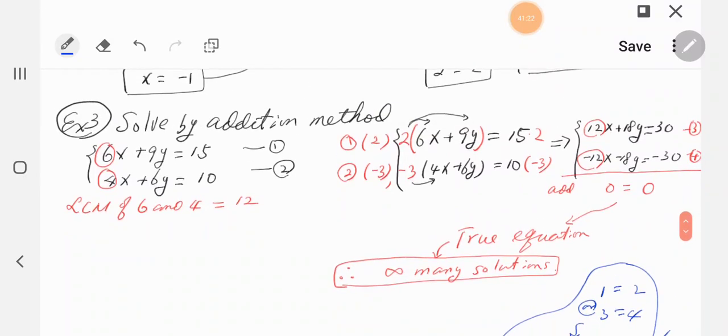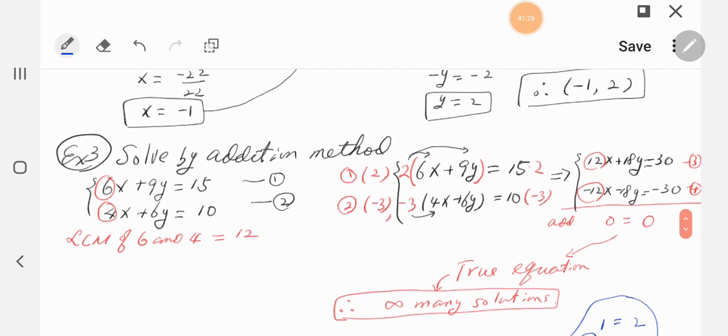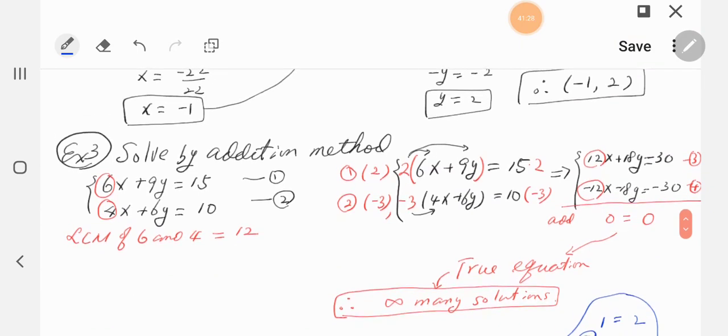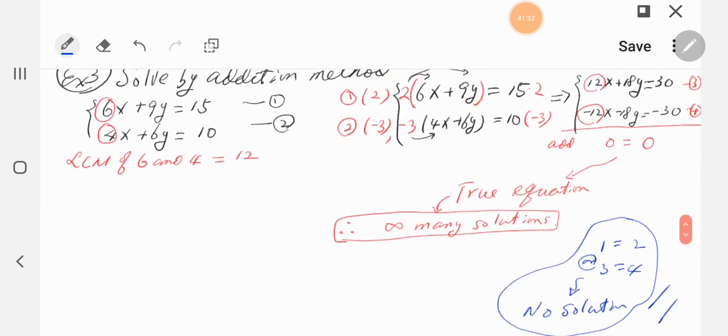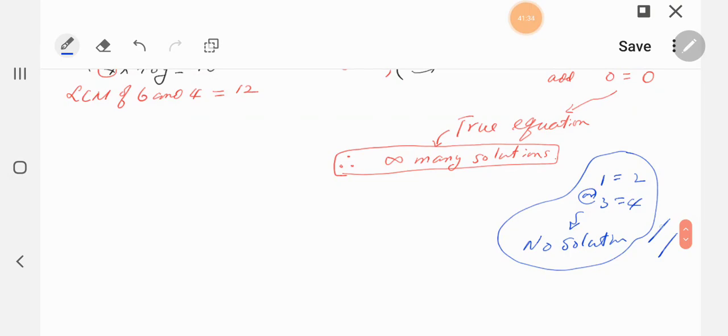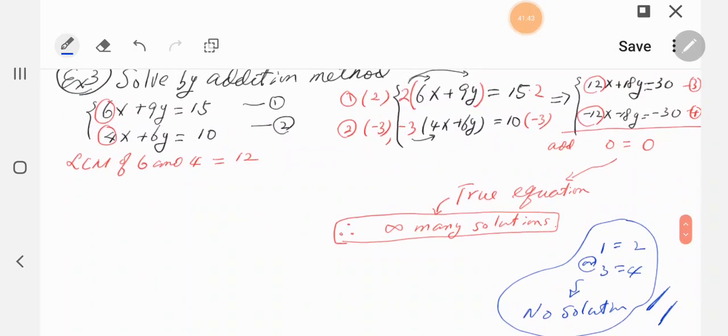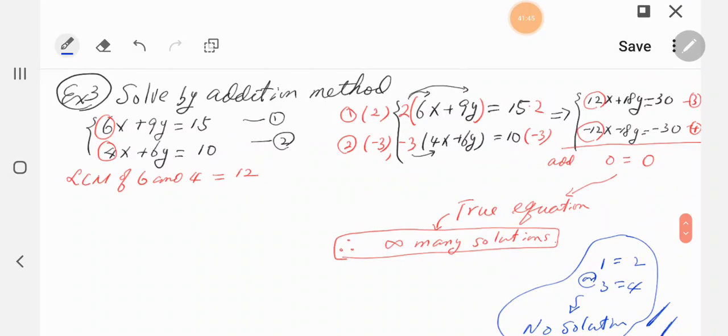When you solve a system of equations, there are three types of solutions. One, it gives us an exact solution. That means x has a value, y has a value. And the second, we may have no solution at all. If two lines are parallel like this, the result is false, then there's no solution. And the third one is there are infinitely many solutions if the result is what? True. True equation.